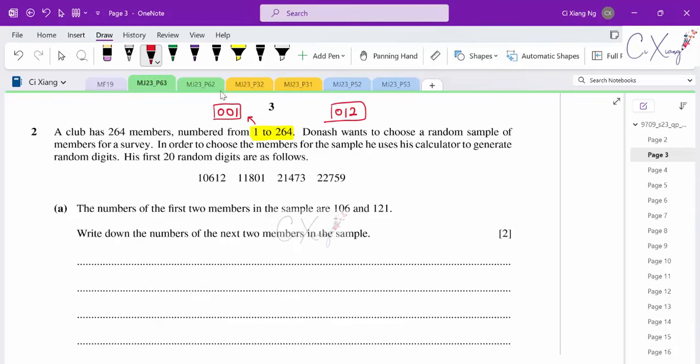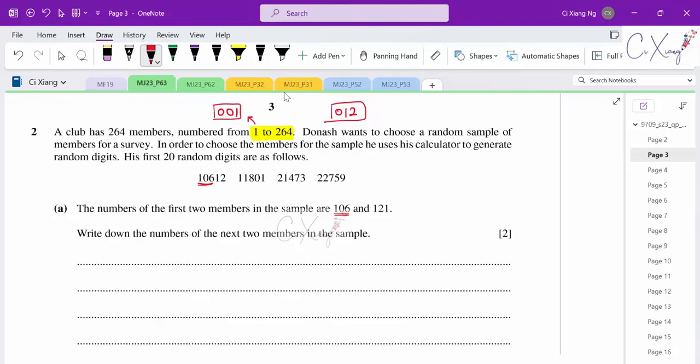When you want to read the random digits from the table to choose the members, you have to go through them 3 digits at a time, so that everyone will have a fair chance to be selected. As an example, if you have a look at these random digits, the first number that we get is 106. Therefore, you can see that the first member selected is 106.